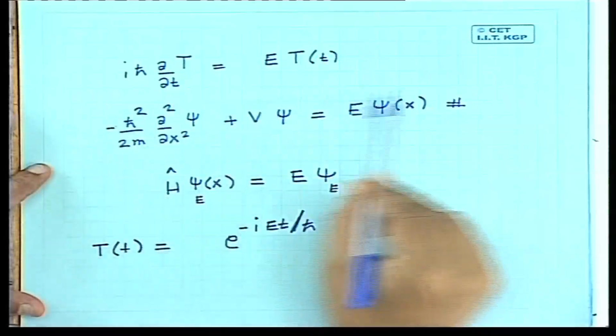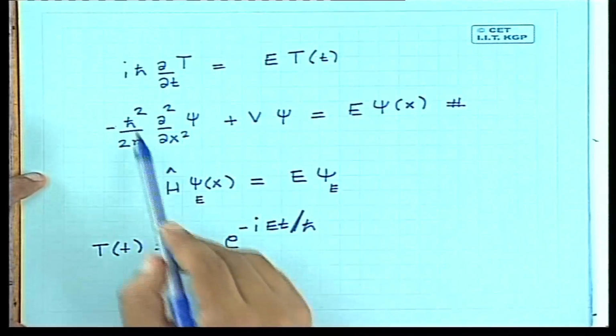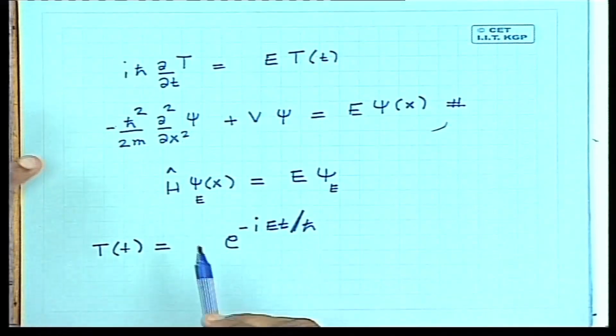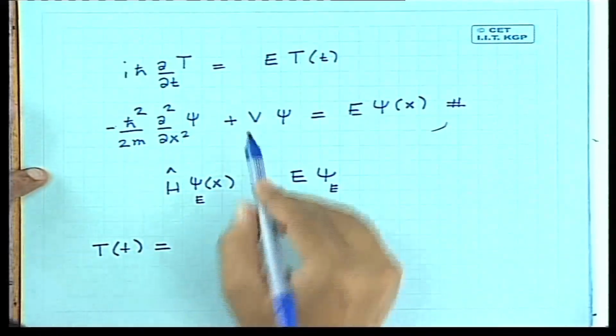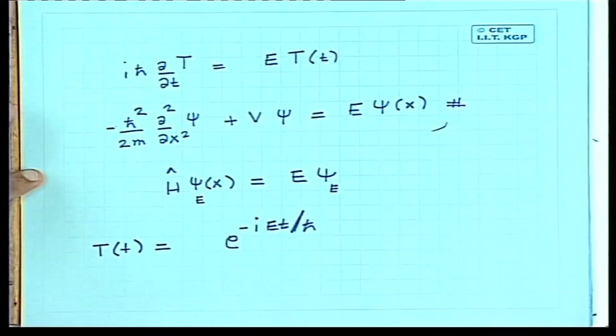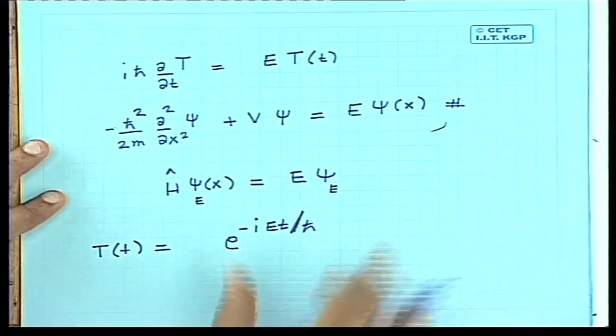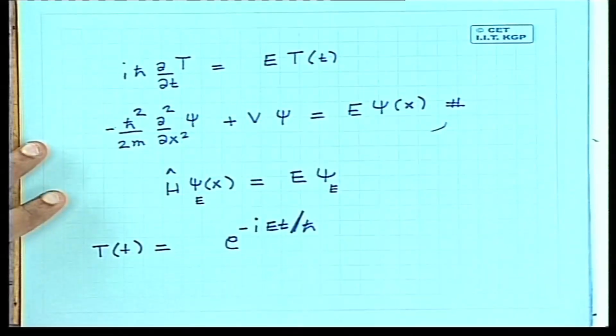Now, if you want to solve the spatial dependence of the wave function, then you have to actually solve this equation, which we have already solved for a free particle. We found that they correspond to plane waves e to the power i px. For situations with a potential, the solution is not so simple, and we shall be discussing a few cases as we go along. So this is what we shall be focusing on.